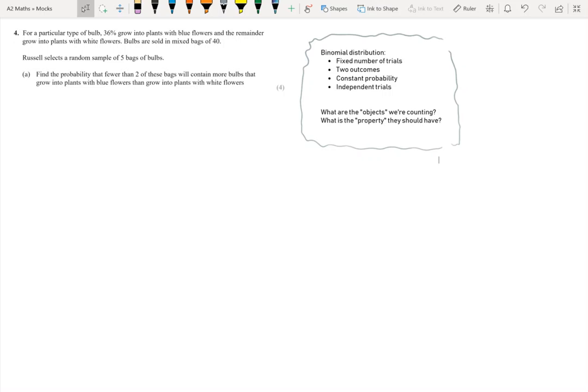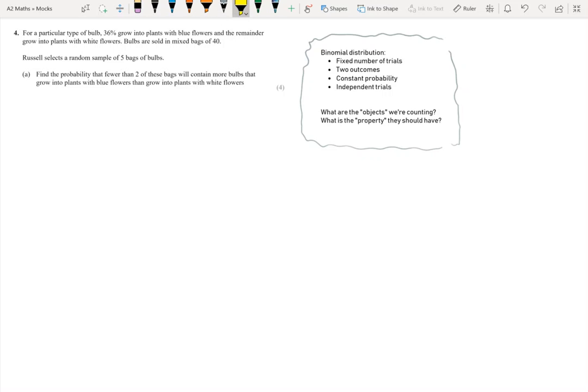I put a little scribbled box on the side, reminding us of a few facts. These 4 assumptions, I've put them in very brief, abbreviated language, but there are 4 assumptions for a binomial distribution. And also a prompt for more specific thinking about what are the objects we're counting and what property they should have. So we'll see that more clearly when we do this example.